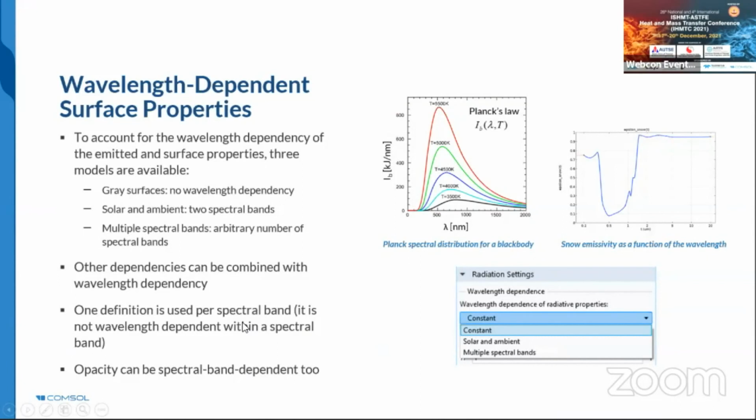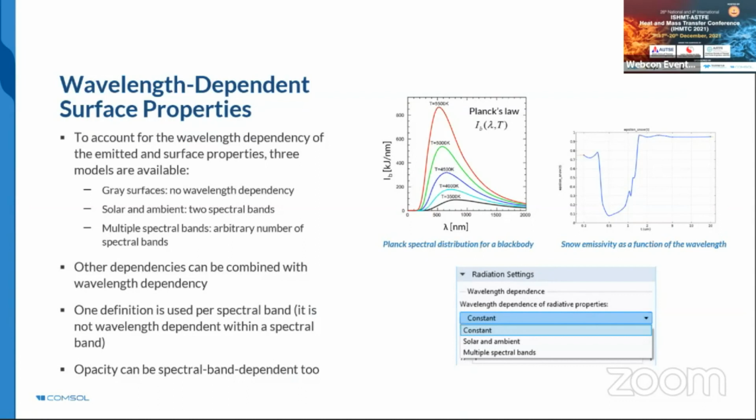And in case you want to model something more advanced than a gray surface, we have a solar and ambient surface, which is very convenient and fits a lot of needs where you want to define material properties for the solar radiation and another set of material properties for the infrared. That's what we'll see on the next slide. That's, for example, useful to model the greenhouse effect.